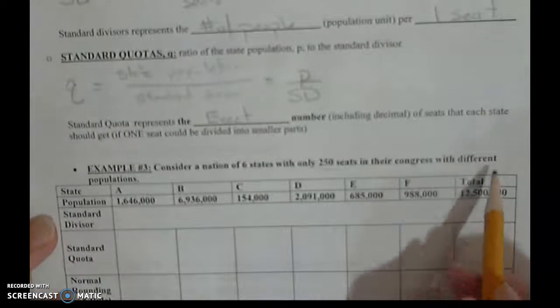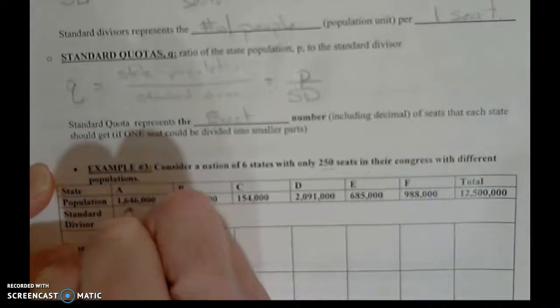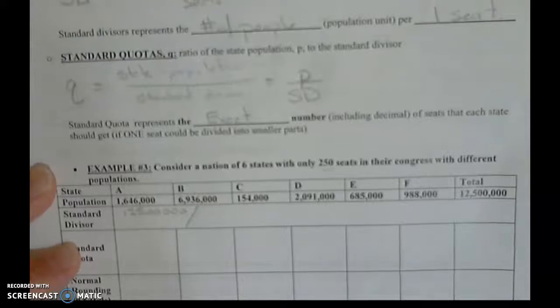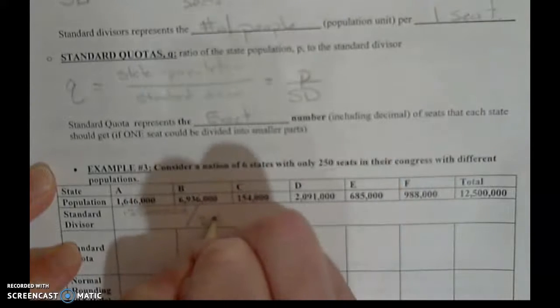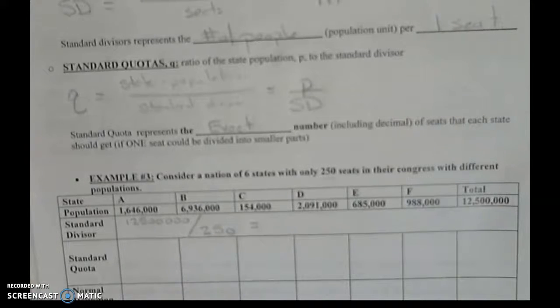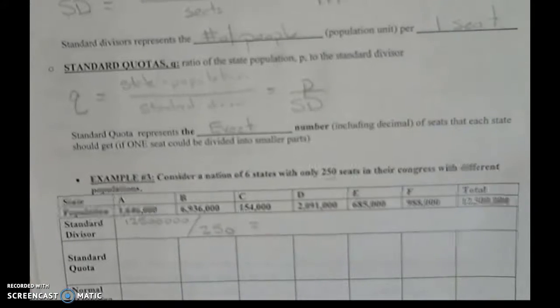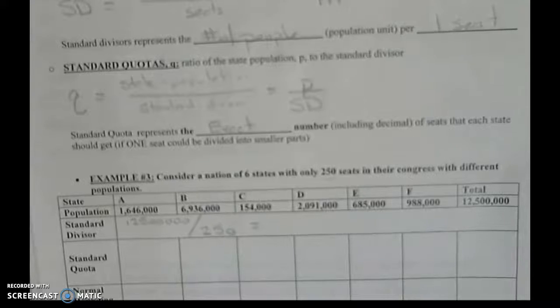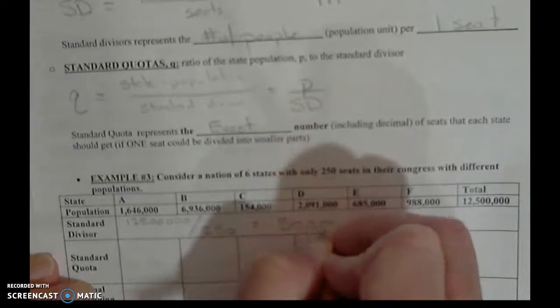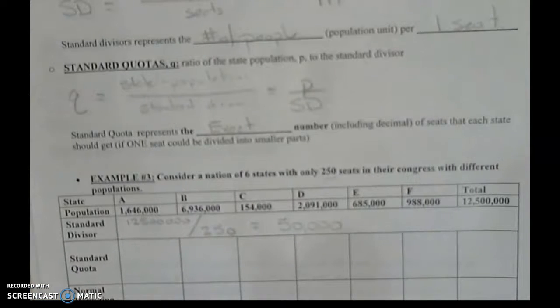So in this case, my total population, 12,500,000 out of the total number of seats, which was 250 seats. And so when I do my math there, 12,500,000 divided by 250 seats, I get 50,000 is my standard divisor. Okay? And so now let us find our standard quota.